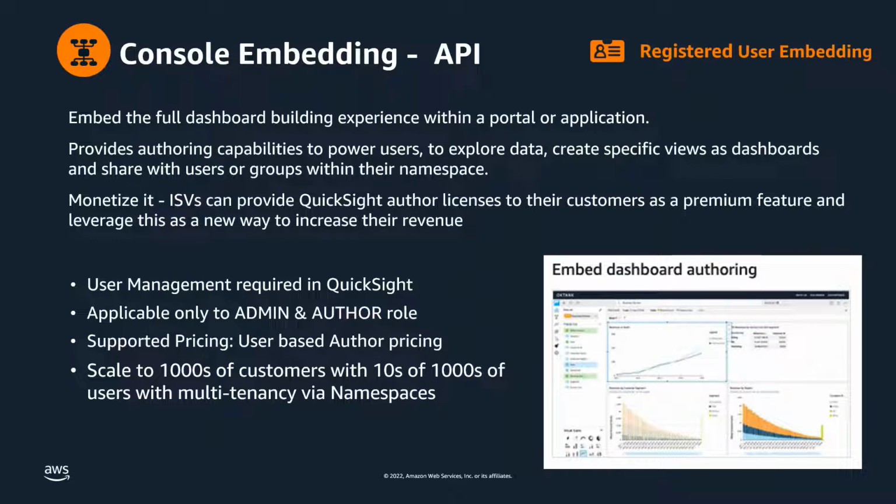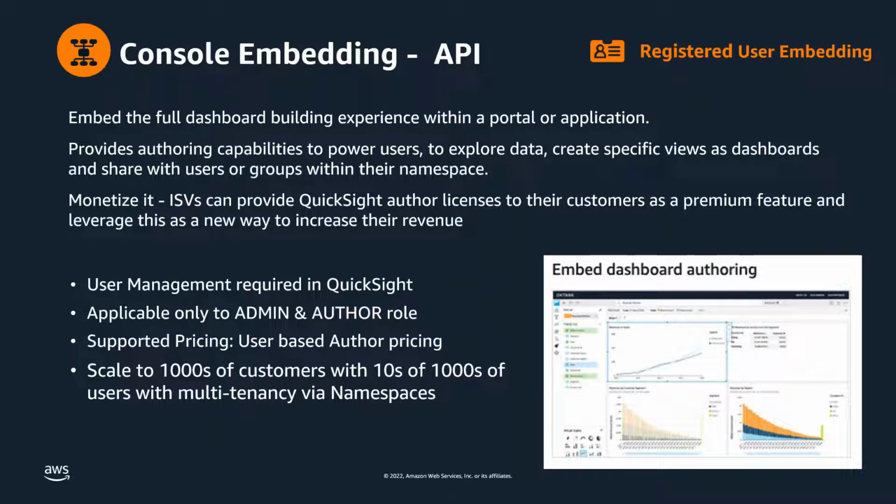You can actually monetize this type of embedding where, for instance, ISVs can provide author licenses to their customers as a premium feature, and then you're able to monetize that to increase your revenue. What this type of embedding does require is that users be authenticated and provisioned within QuickSight, so it is for registered users, and console embedding is primarily for admins and the authors. It's not for readers.